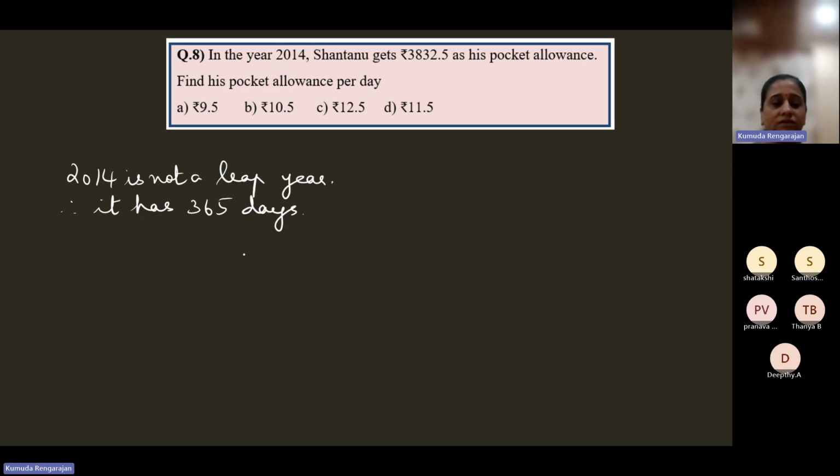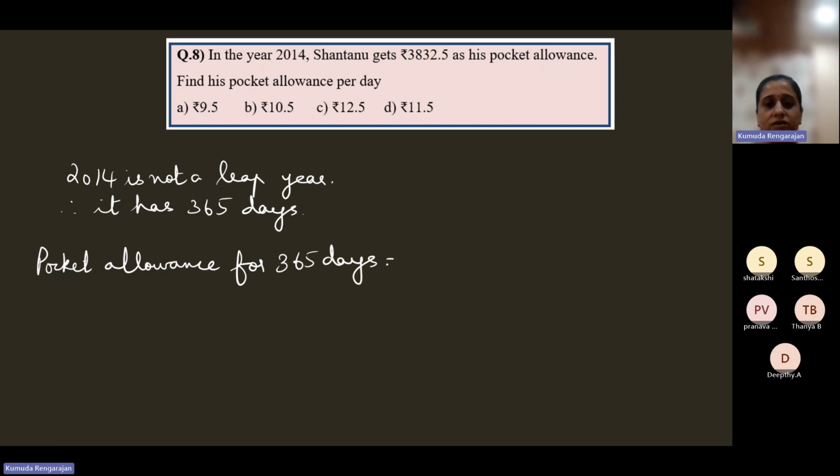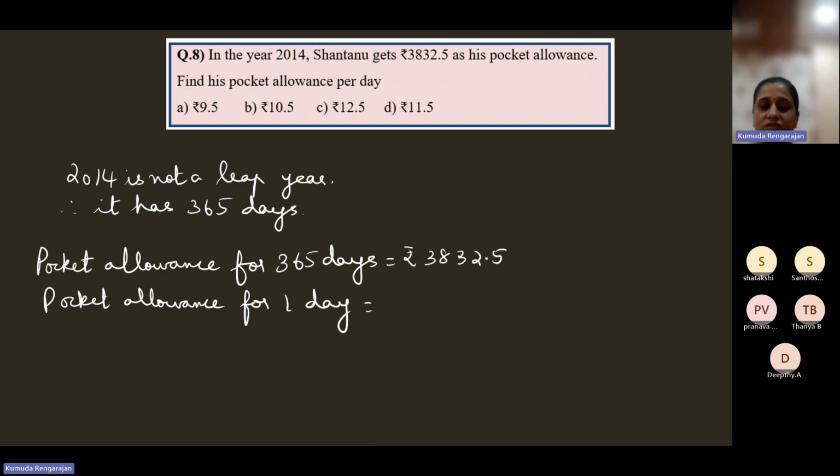Now, the pocket allowance for the year, or you can say for 365 days, is equal to 3832.5. So the pocket allowance for one day, you'll have to divide, since 365 days is given. So for one day, it is equal to 3832.5 divided by 365. Now let's see how to divide.